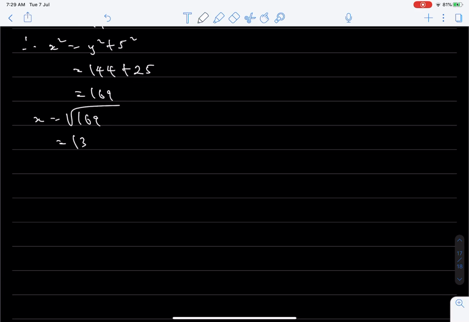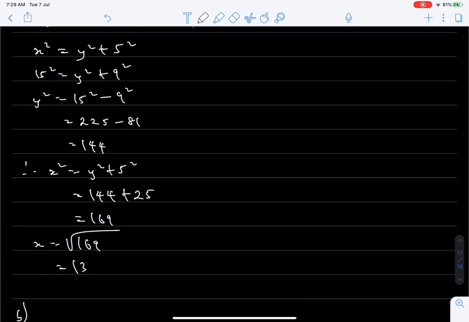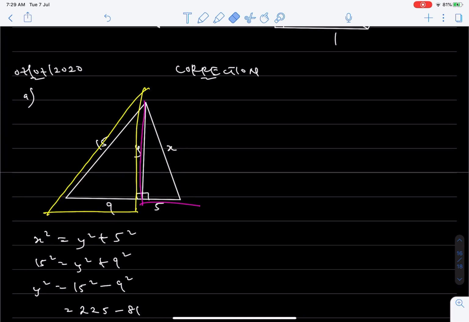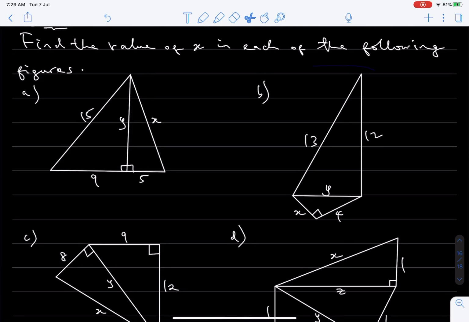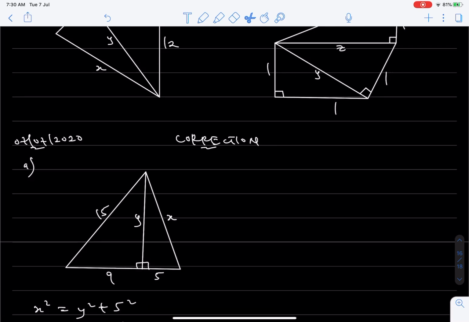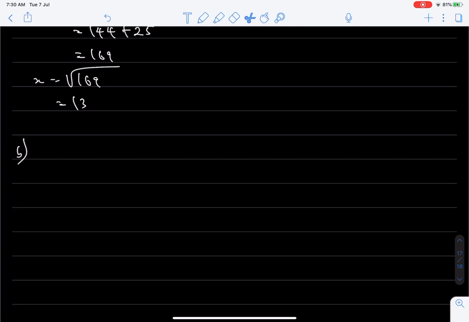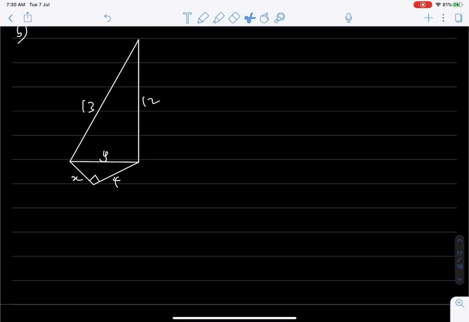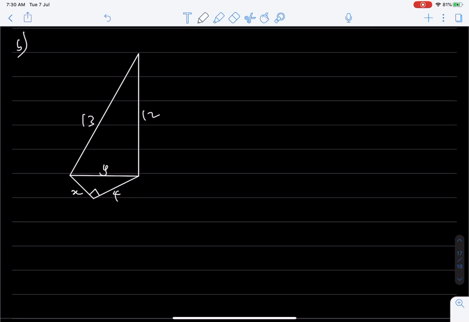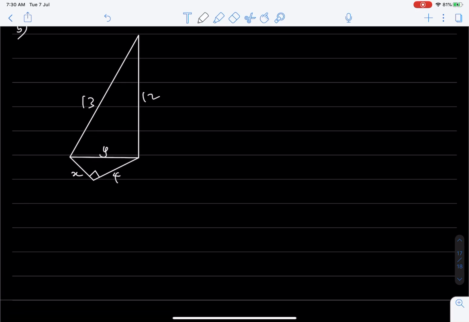x is simply 13. Now to question B. Copy that and also paste it. Question B. There we go. We are finding x, so I want to find y squared first.